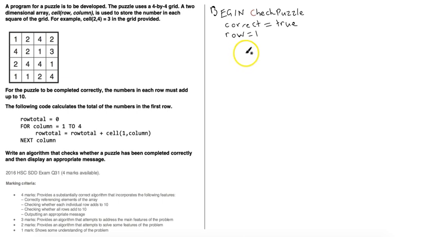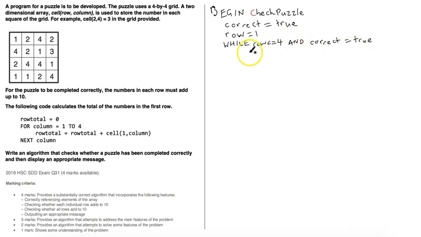Because if at any point during the loop we find a row that doesn't add up to 10, we can change correct to be equal to false, and the loop will stop running. So for this, we won't use a for loop, we'll use a while loop, because with a while loop we can specify a combination of conditions to check. So we can say while row is less than or equal to 4 and correct equals true.